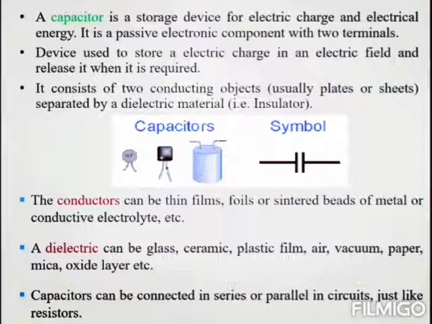The conducting objects are usually plates or sheets. The conductors can be thin films, foils, or sintered beads of metal or conductive electrolyte, etc. A dielectric can be glass, ceramic, plastic film, air, vacuum, paper, mica, oxide layer, etc. Capacitors can be connected in series or parallel in circuits just like resistors.